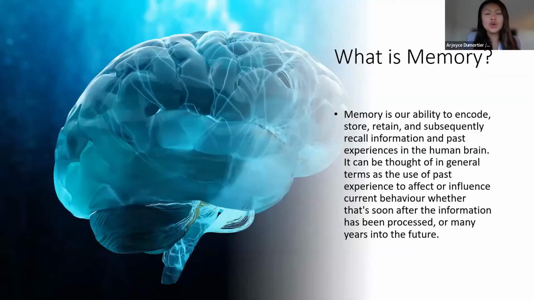So, first of all, what is memory? Memory is our ability to encode, store, retain, and subsequently recall information and past experiences in the human brain. It can be thought of in general terms as the use of past experience to affect or influence current behavior, whether that's soon after the information has been processed or many years in the future.